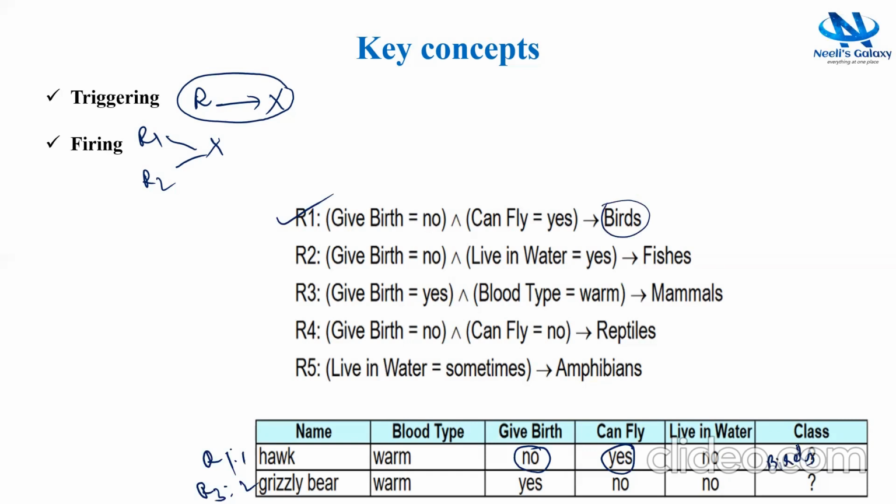At the same time, rule 3 says that the classification is mammals. And what is the condition of rule 3? Gives birth is equal to yes, and blood type is equal to warm. If this is the case, the classification is mammals. Since rule 3 is satisfied by the second record, the class of the second record is mammals.